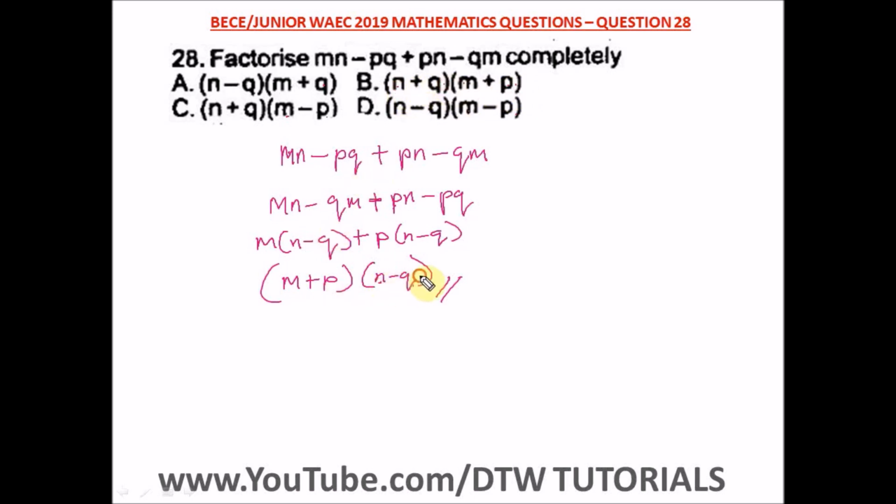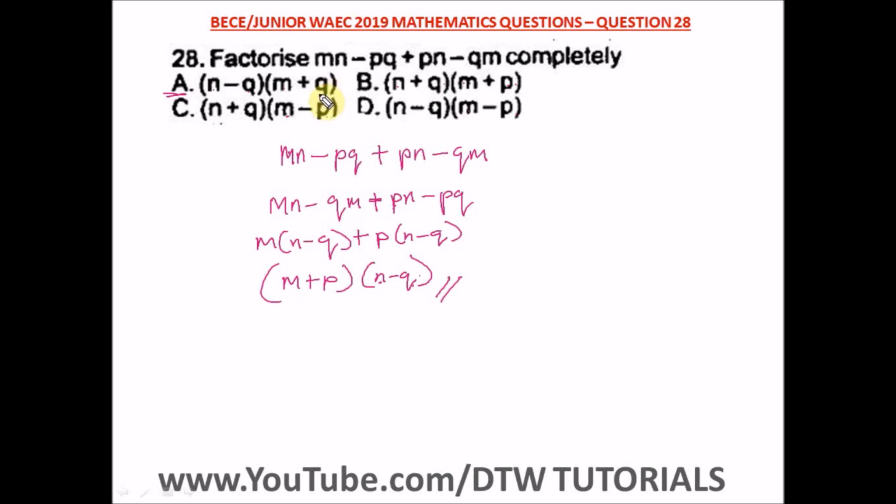We have an M plus P here, but this is an N plus Q, which is wrong. This is supposed to be N minus Q, but this option is closer to the answer, which is N minus Q, plus, close, open bracket, M plus, this is supposed to be a P. This is a typo, I believe, and it should be a bonus mark.